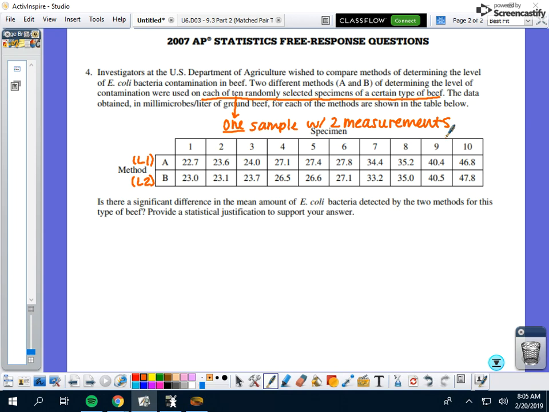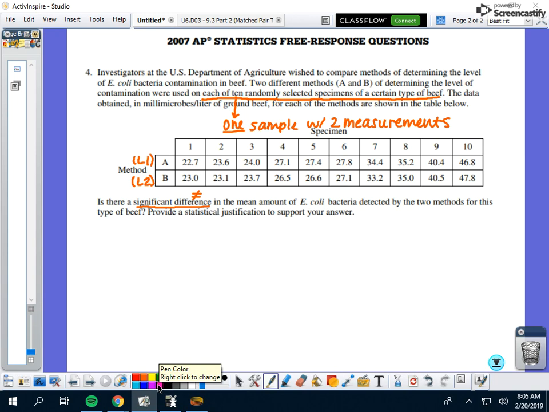And so when you look at the table below, we have one subject, specimen, here, and then there's two measurements below it. And so this is going to end up becoming a paired procedure. So when it says, is there a significant difference? That's easy for us to know, our Ha will be a not equal to sign in the mean amount of E. coli bacteria detected by the two methods for this type of beef. Provide a statistical justification. So what we're going to do is a paired t-test.